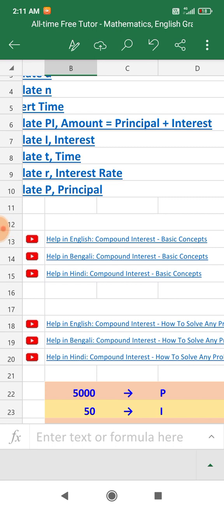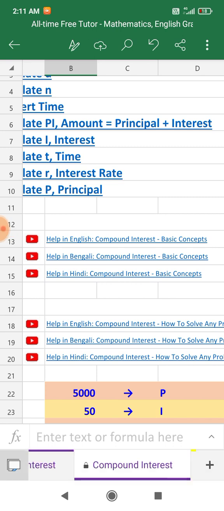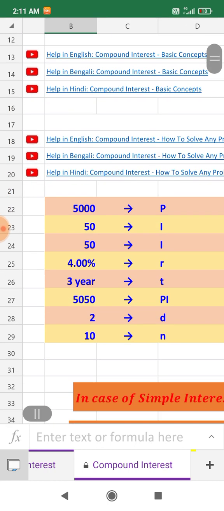Today we'll start with compound interest. Basic concept of compound interest. Before solving any problem, you must need to know the terms, as we know in simple interest.